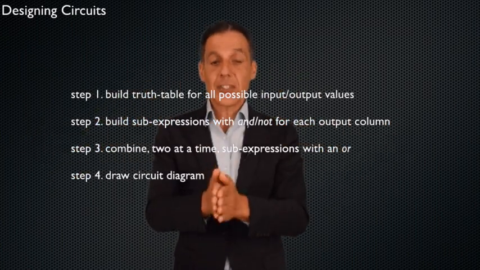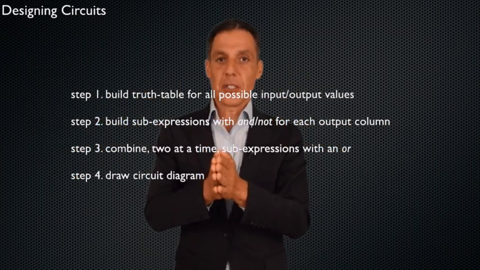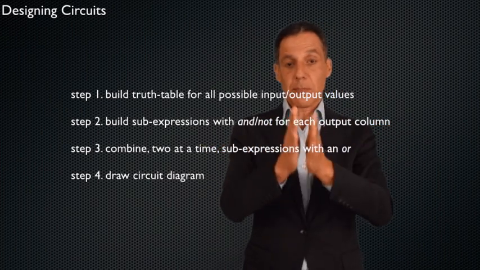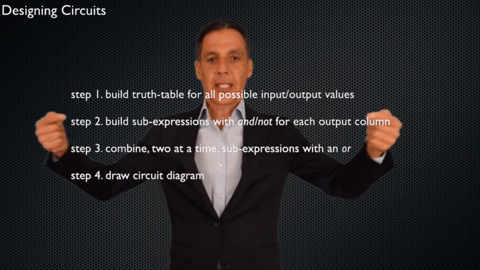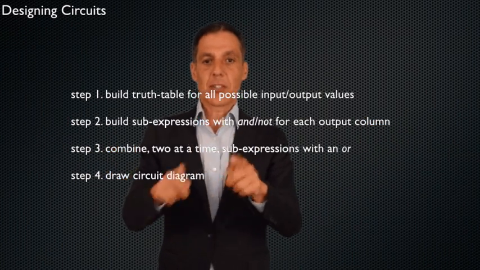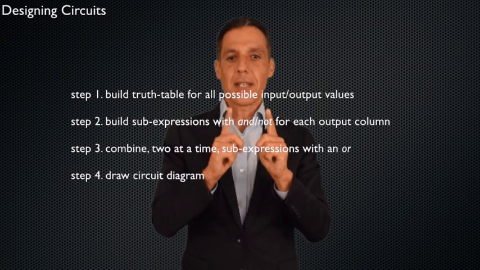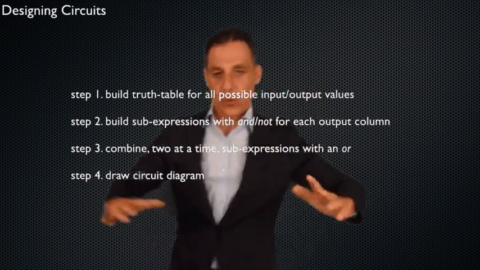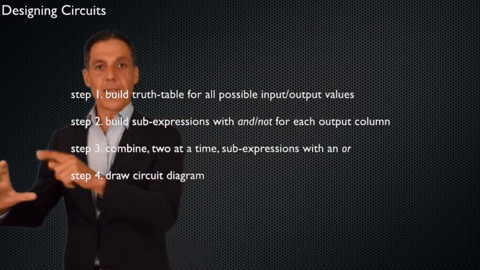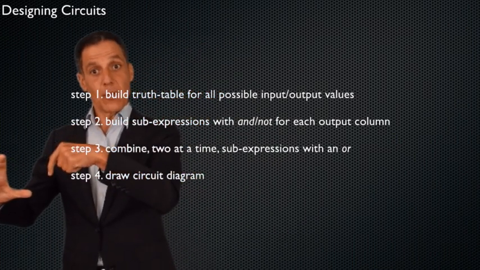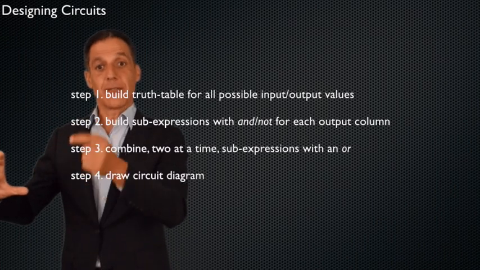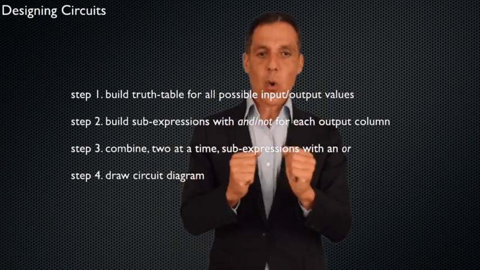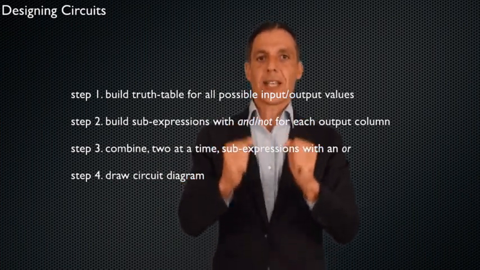Step 2, for each output, and notice that each output is separate from each other. In that previous example, D and C don't care about each other. They're completely separate in the truth table. So for each column, build a sub-expression using only AND and NOT. No ORs right now. So how do you do that? Find the ones, go back to the input, and AND everything together. If it's a value of 1, you AND it together, and if it's a value of 0, you NOT it. And when you do that, you get something that gives you a 1 for only that set of inputs.